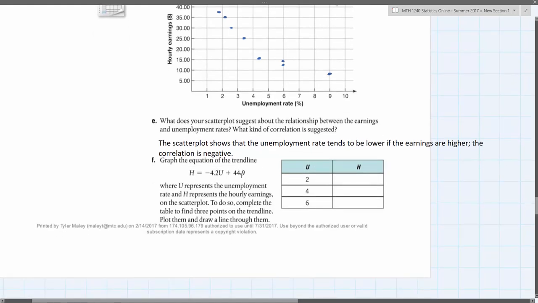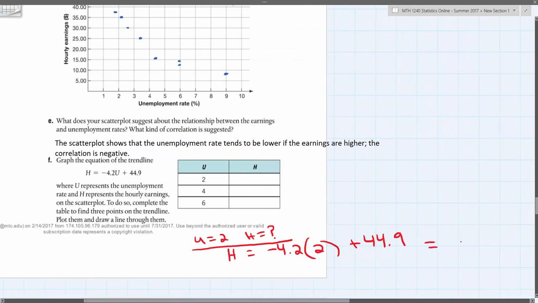Then here we're given a line of best fit that was calculated by technology, and we want to graph this line. To do so, we want to pick 3 points to graph this line. We're just going to plug in 2 for u and see what h is. So h would equal negative 4.2 times 2 plus 44.9. This is when u is 2, and we're trying to figure out what h is. If you plug this in, you should get 36.5.